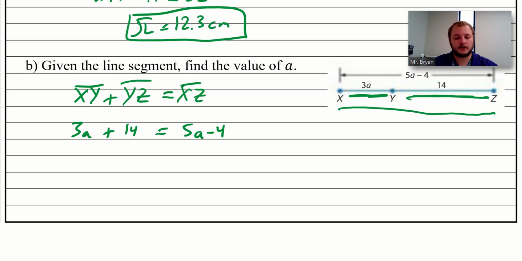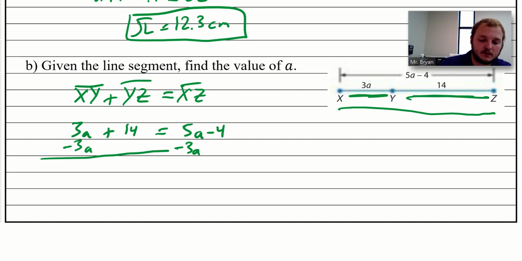And now I just need to solve this like an equation that I did last year in algebra. Okay, so first step, multiple choices here. My recommendation would just be to get variables on one side, numbers on the other. So I have a positive 3A over here. I want to get rid of that. So what do I do with that? I subtract 3A. What I do to one side, I have to do to the other. Okay, when I do that, these cancel. Leave me with 14 equals.